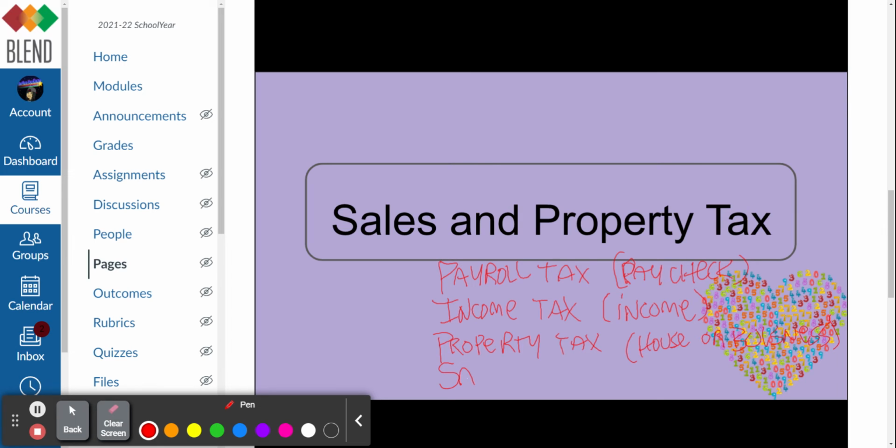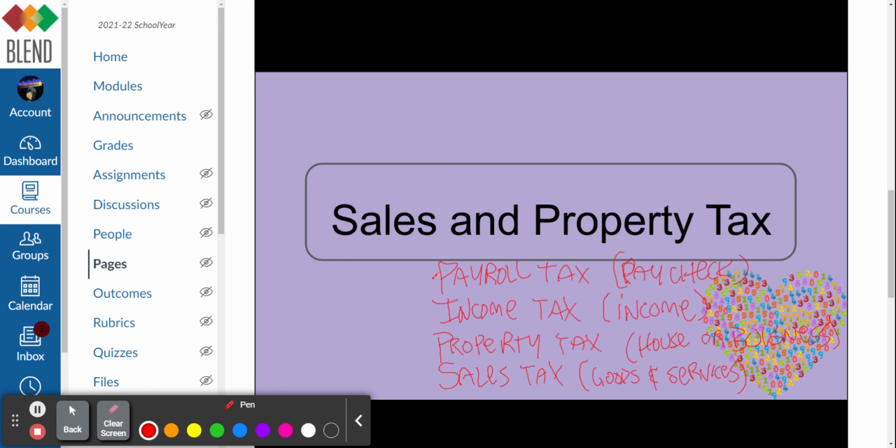All right, and then finally there's sales tax. So this is a tax on all goods and services. So that means when you go to the store and you buy something, that's a good. If you go get a haircut and the barber cuts your hair, that is a service. So a sales tax is a tax on goods and services. So every time you buy something, you get charged sales tax.